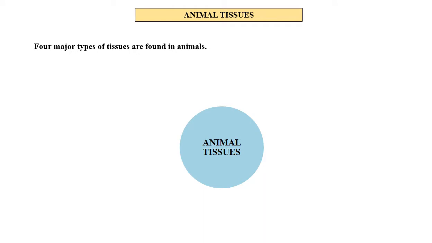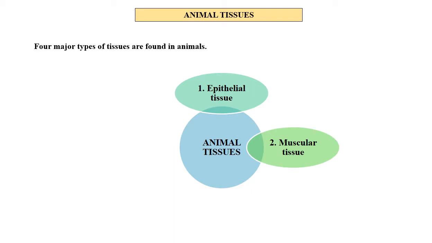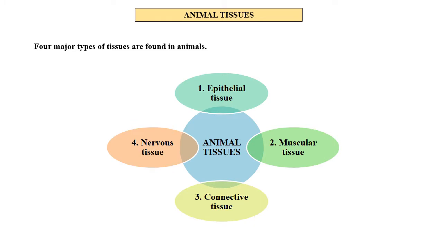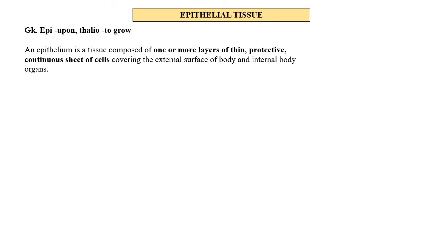Animal tissues. 4 major types of tissues are found in animals. They are epithelial tissue, muscular tissue, connective tissue, and nervous tissue. Epithelial tissue. Epi means upon, thalio means to grow. An epithelium is a tissue composed of one or more layers of thin, protective, continuous sheet of cells covering the external surface of body and internal body organs.